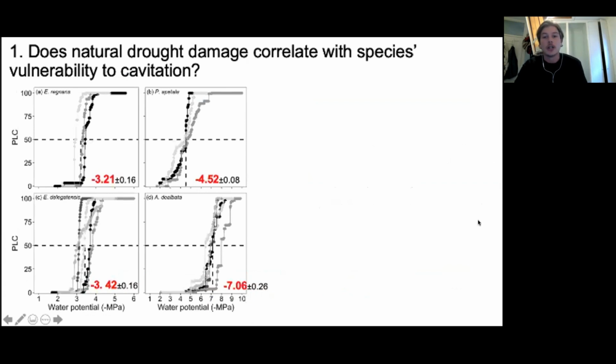We also determined each species' vulnerability to cavitation using the optical technique. This figure shows the same as the hypothetical example before. On the y-axis you have the percent loss of conductivity, with the 50% threshold indicated by the dashed line, and negative water potential on the x-axis. Again, the later that they cross that threshold, the more resistant that species is to xylem embolism. You can see that Eucalyptus regnans was the most vulnerable to cavitation, followed by delegatensis, then Pomaderris apetala, and then Acacia dealbata.